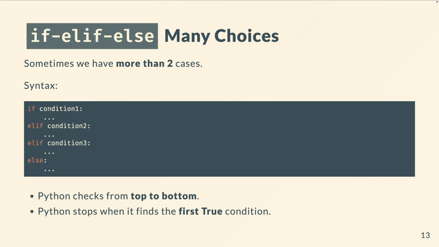Sometimes we have more than 2 cases. Then we use if, elif, elif, and else. Python checks conditions from top to bottom. As soon as Python finds the first true condition, it runs that block and stops checking. The else block is the none of the above case.